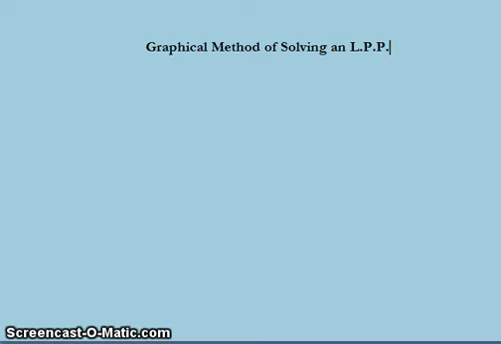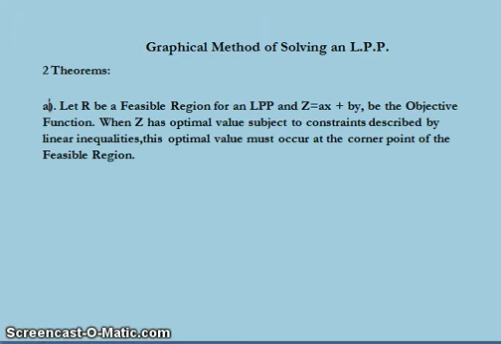Now beginning with the graphical method of solving an LPP, that is linear programming problem, the following theorems are fundamental in solving an LPP. According to theorem number 1, let R be the feasible region for an LPP and Z equal to AX plus BY be the objective function which is to be maximized or minimized. When Z has an optimal value, that is maximum or minimum, subject to constraints described by linear inequalities, this optimal value must occur at a corner point of the feasible region.